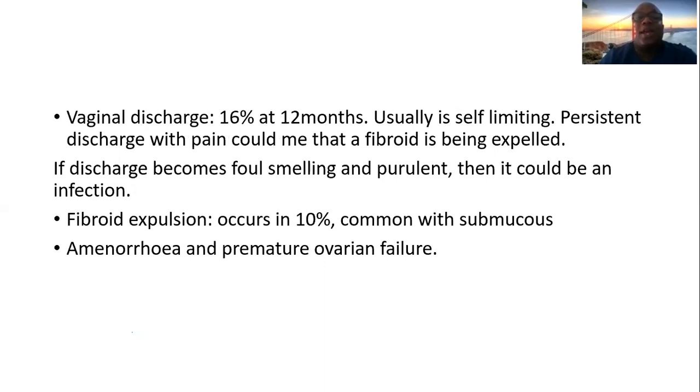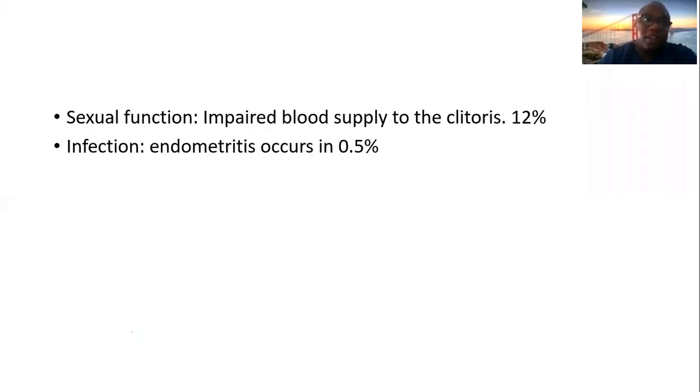And then other long-term side effects include amenorrhea, lack of periods, or even premature ovarian failure. And then we have reduced sexual function due to impaired blood supply in up to 12%. And then we have a risk of infection, that is inflammation of the inner lining of the uterus, known as endometritis, in a very small percentage. And for these patients, we do give antibiotic cover.